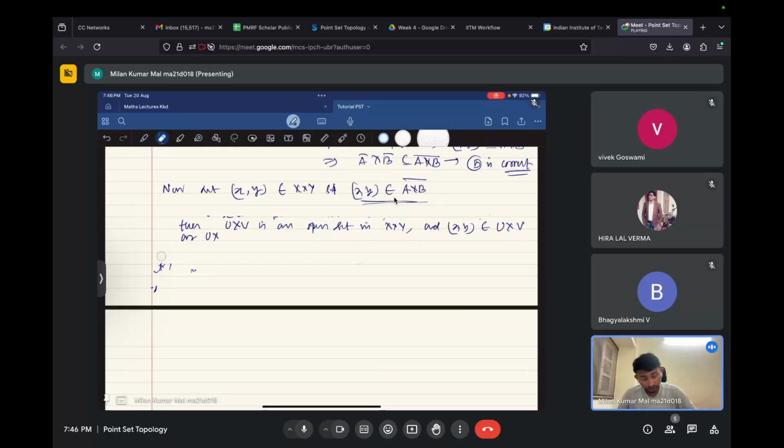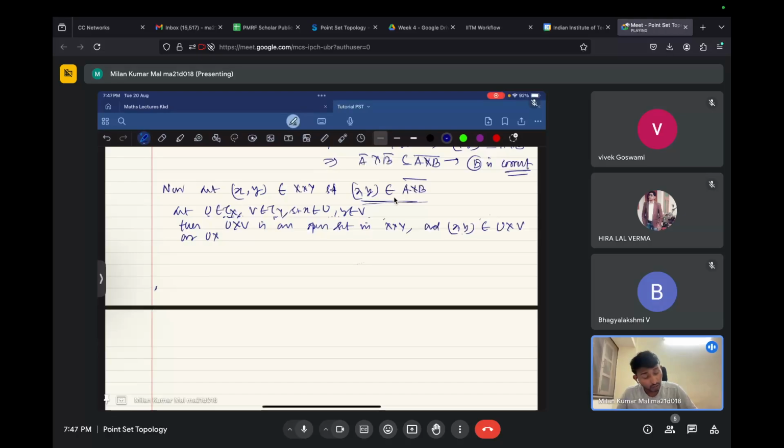Don't be confused with union or intersection with this cross. Cross means ordering, nothing special. Union is some different thing. So what I want to say: let U be an open set coming from X and V be an open set coming from Y such that X belongs to U and Y belongs to V. I want to prove that this U and V make non-empty intersection with A and B respectively. Then we can say that X is in A closure, Y is in B closure. Right? That is what I will prove.